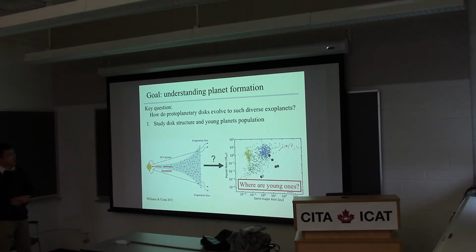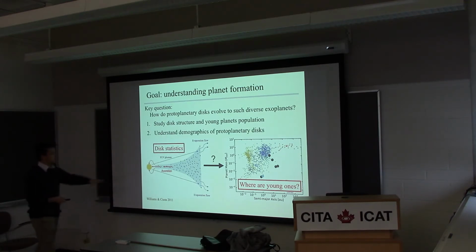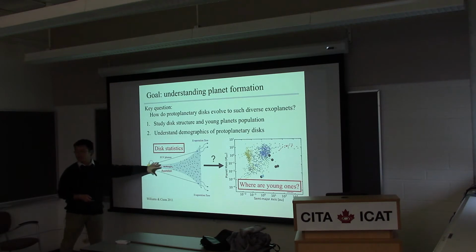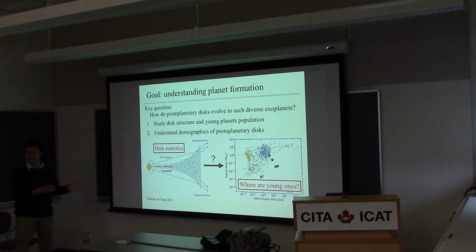The second way of thinking about this problem is maybe we just do statistics for protoplanetary disks. If we know the statistics of protoplanetary disks, then we can compare these disk statistics with the planet statistics and see if things match together, if we could understand the planet population by comparing the statistics. So these are the 2 ways to study planet formation in protoplanetary disks, and this is what I focus on today.